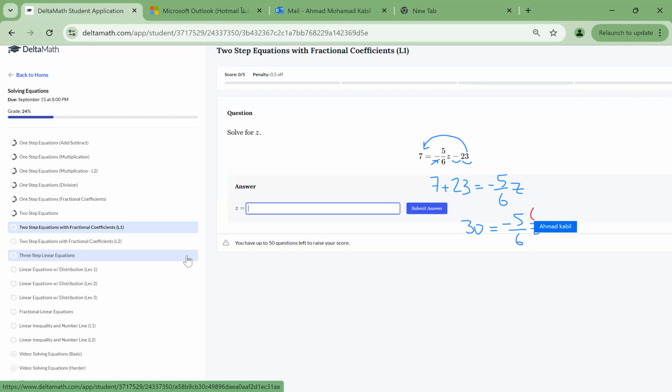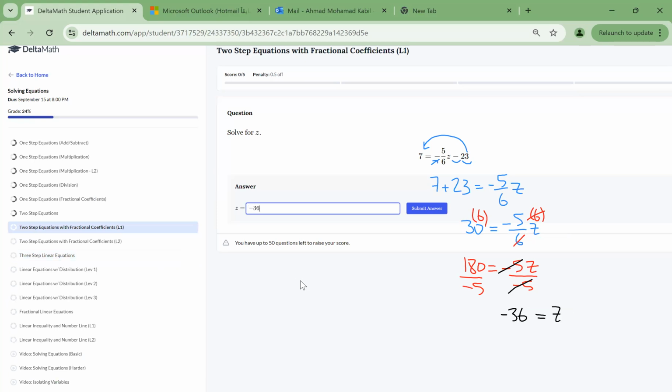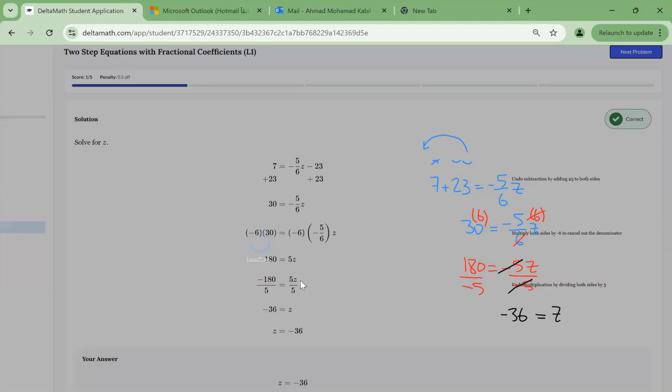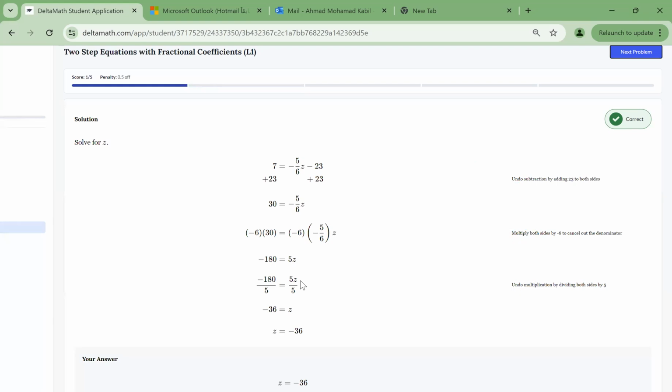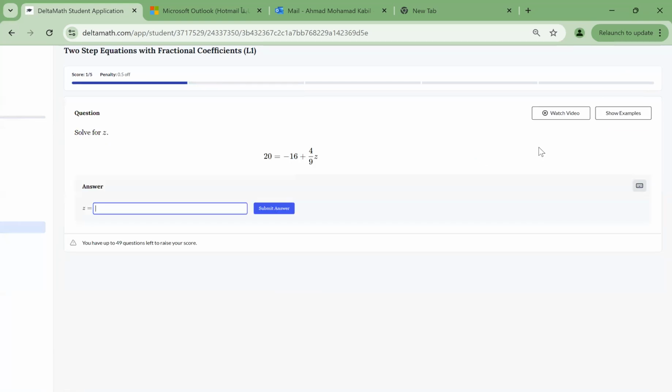We can now multiply by 6 on both sides. 30 times 6 gives us 180. And the 6 here cancels the 6, so we have negative 5z. We will divide by negative 5 on both sides. So the negative 5 cancels out with the negative 5 on the right. We just have z on the right. On the left, we have negative 36. So the final answer here would be negative 36. And this is correct. Let's move on to another problem.